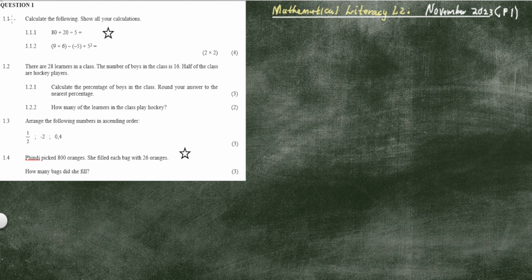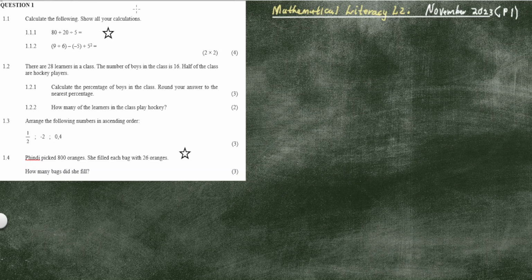The 1.1 question deals with BODMAS. They want us to calculate the following. Show all your calculations, right? Do not use a calculator for this one. Think about it: it's a 2 by 2, which is a total of 4 marks, meaning each question is allocated 2 marks. There's 1 mark for the method or the simplification of your sum, and another mark for the final answer. So make sure that you show all your calculations.